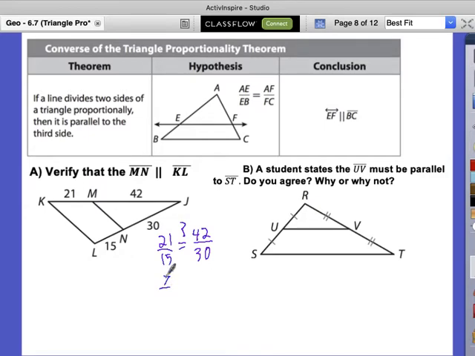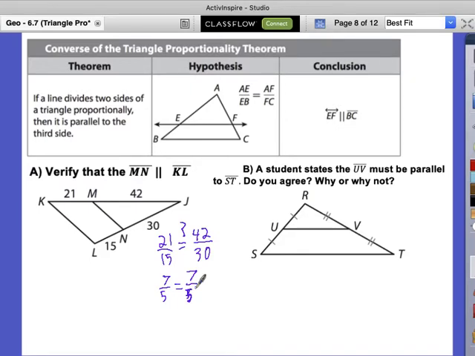7. How many times does it go into 15? 5. Okay, so 7 over 5. What's 42 over 30? What goes into both of those? 6. How many times does 6 go into 42? How many times does it go into 30? 5. Okay, 10.